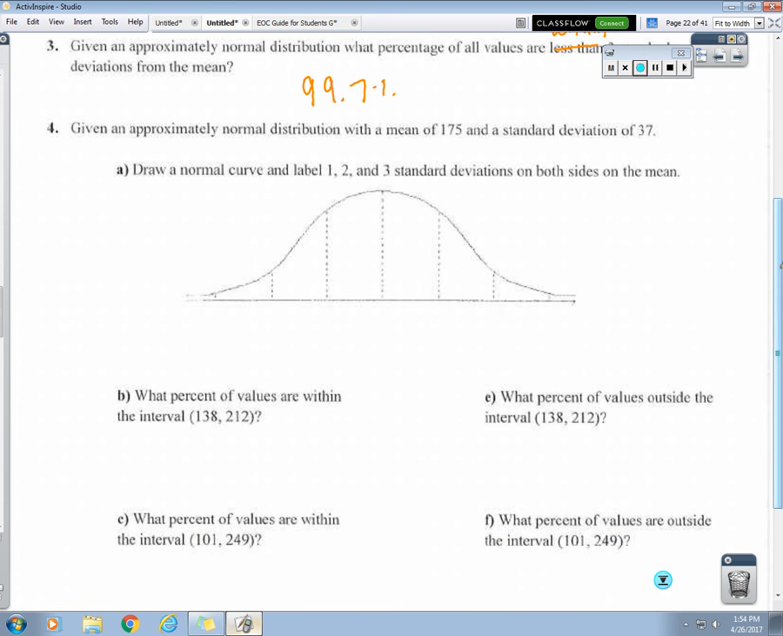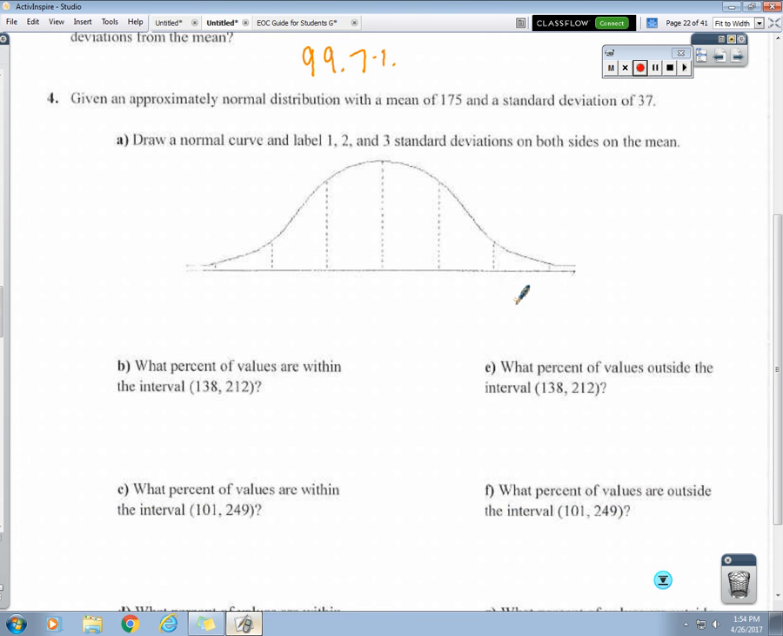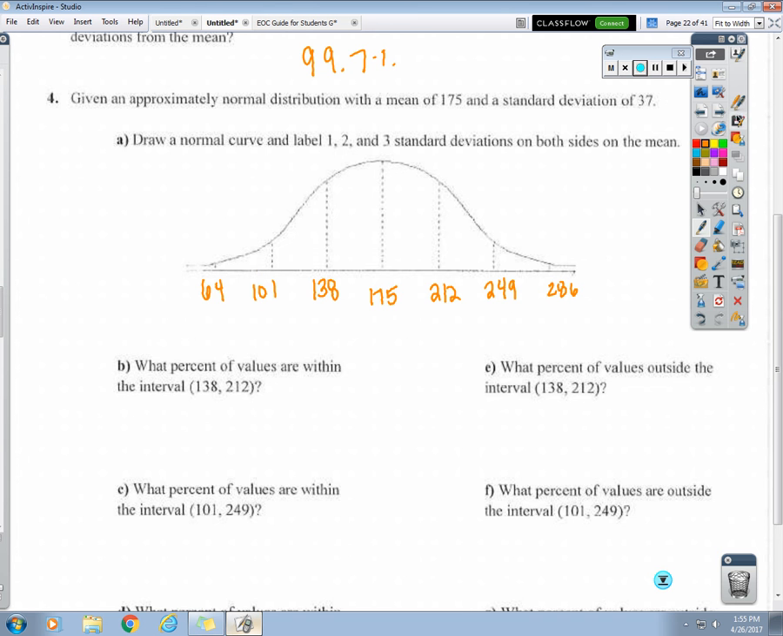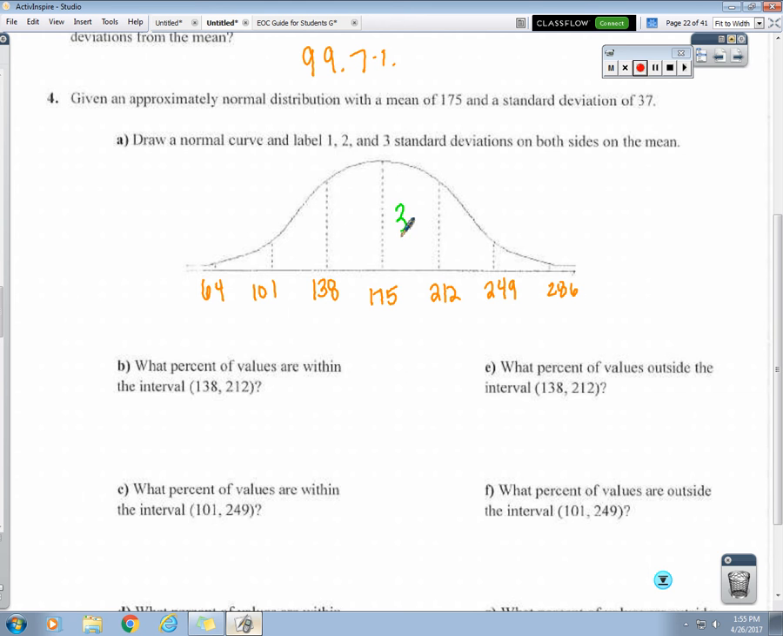Okay. Given an approximately normal distribution with a mean of 175 and a standard deviation of 37, draw a normal curve, label it 1, 2, 3 standard deviations on both sides of the mean, and then answer these questions. So what would 1 standard deviation above the mean be? 2 above, 249, right? And 3 above, 286. 1 below would be 138. 2 below would be 101, and 3 below would be 64. Now go ahead and write in your percentages. You should start having this memorized by now.